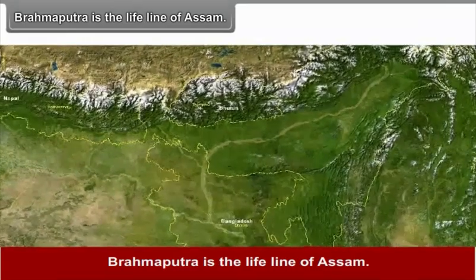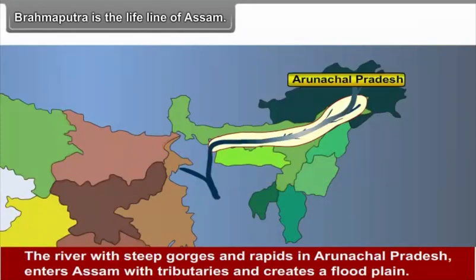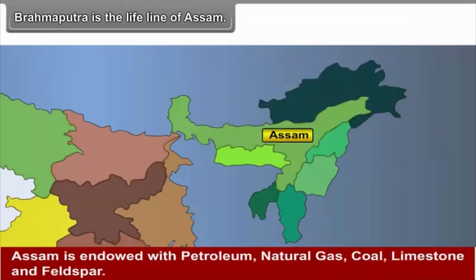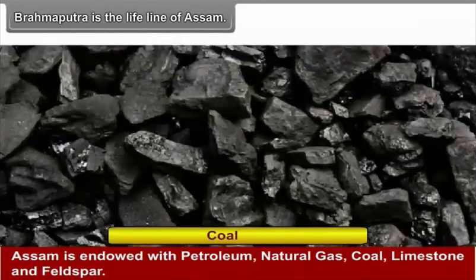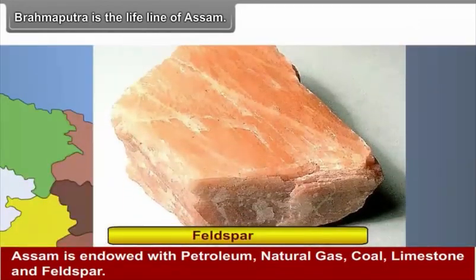Brahmaputra is the lifeline of Assam. The river, with steep gorges and rapids in Arunachal Pradesh, enters Assam with tributaries and creates a floodplain. The Assam Valley is 80 to 100 kilometers wide and about 1000 kilometers long. Assam is endowed with petroleum, natural gas, coal, limestone, and feldspar.